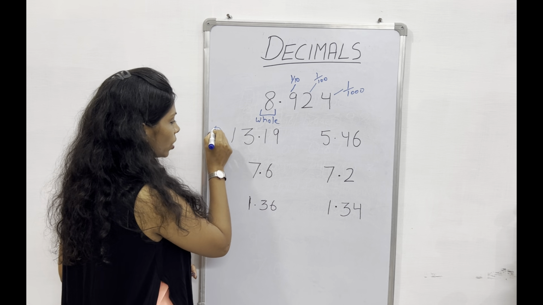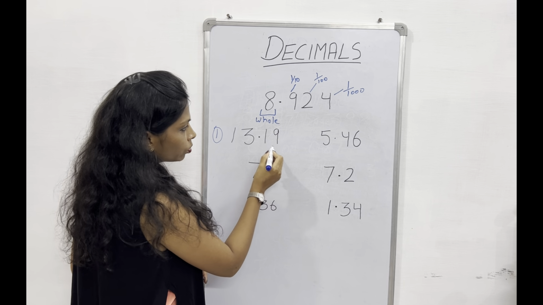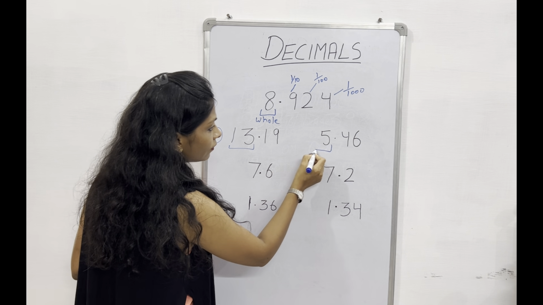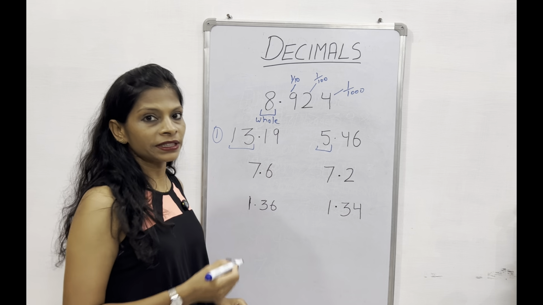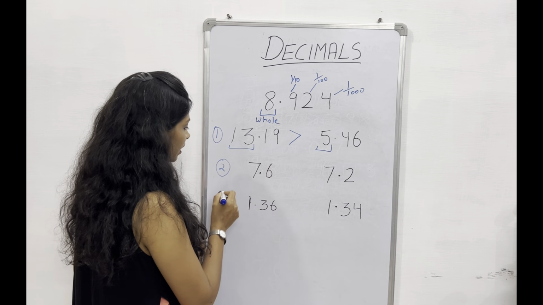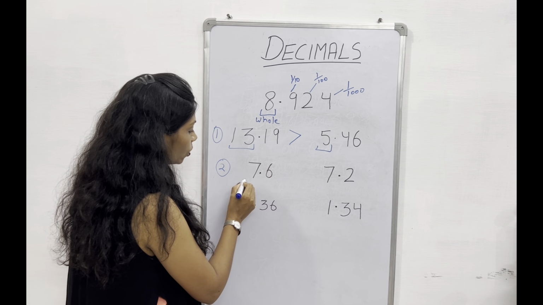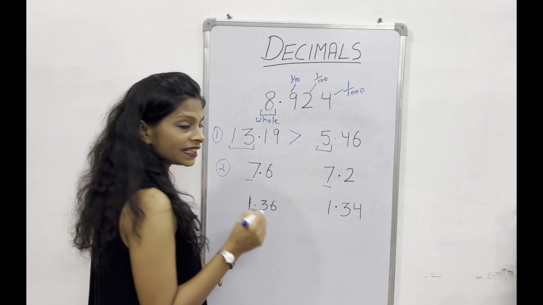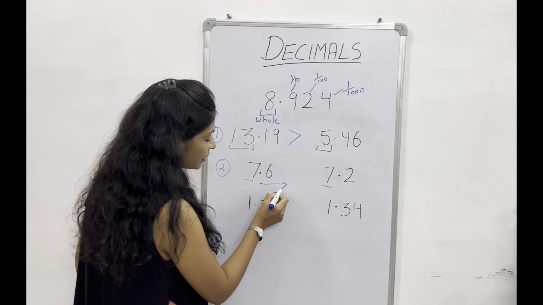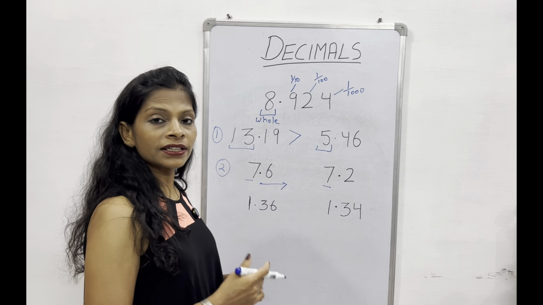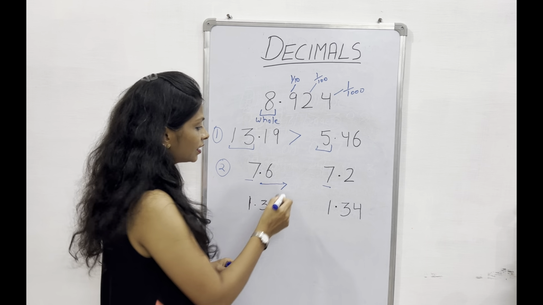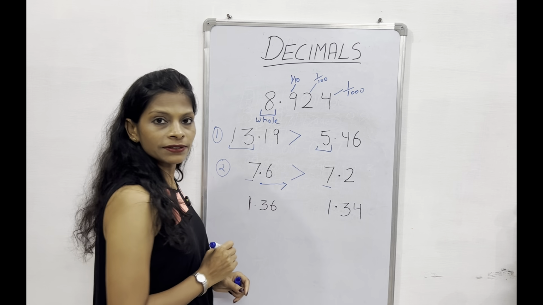Let's start with example number 1, where I have the numbers 13.19 and 5.46, and the whole numbers themselves are different. So I will compare the whole numbers. Now 13 is bigger than 5, so 13.19 is bigger than 5.46. Example number 2. When the whole numbers are the same, in the case of decimals we start comparing the digits from the left hand side towards the right hand side. That means I will first compare the tenth digit in both the decimals. Here 6 is greater than 2. That is why 7.6 would be greater than 7.2.